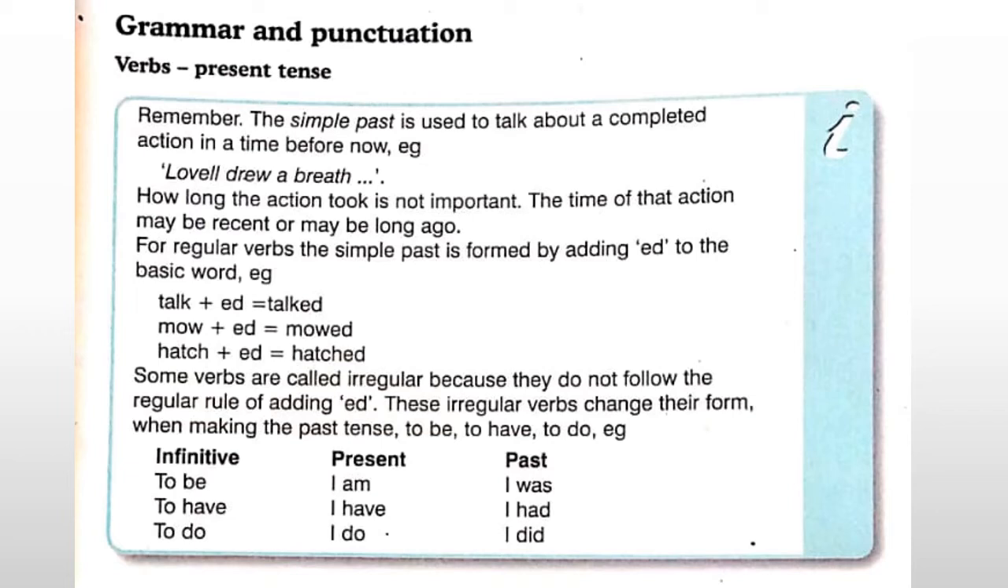Right? So to be, present tense is am. In past tense it is was, not adding ed. Have, past tense is had. Do, past tense is did. Now if we consider the verb go, past tense is went. So it's totally different. We don't add ed. We call these types of verbs irregular verbs.